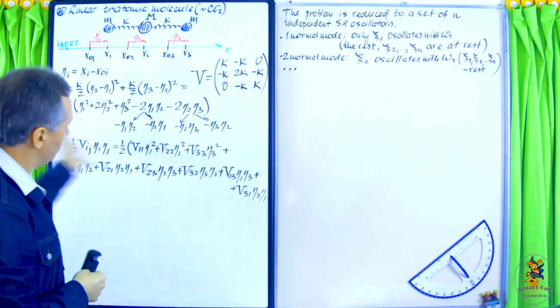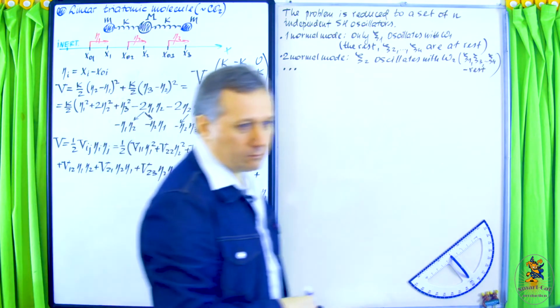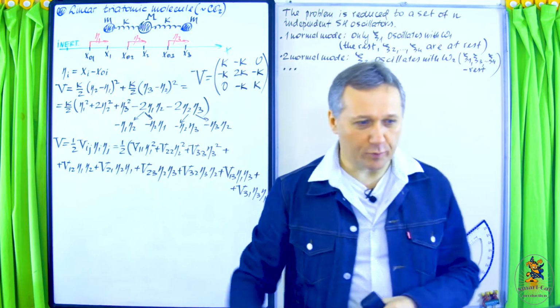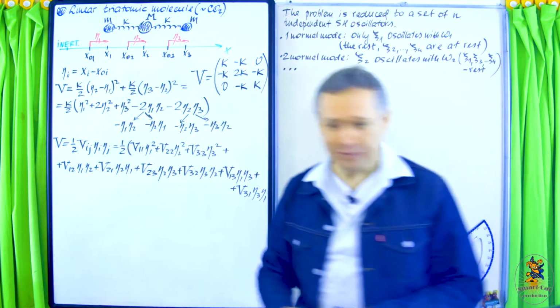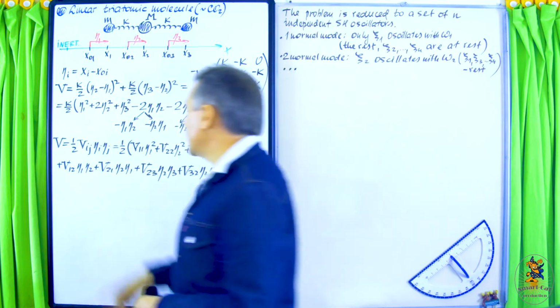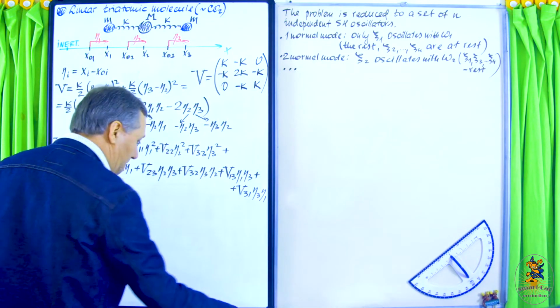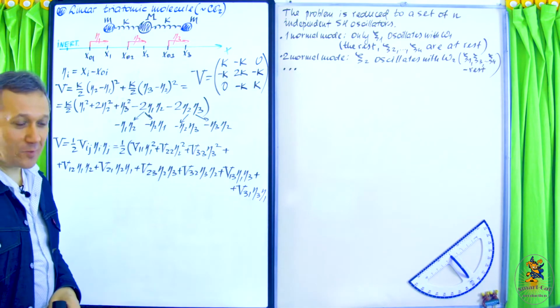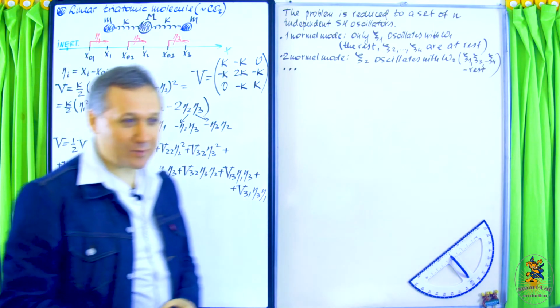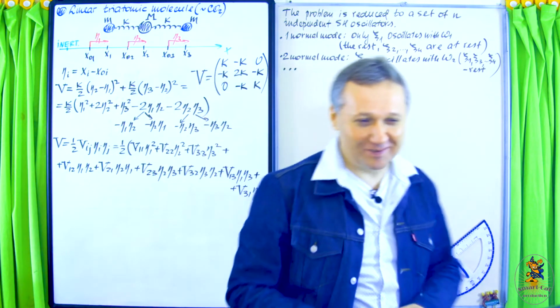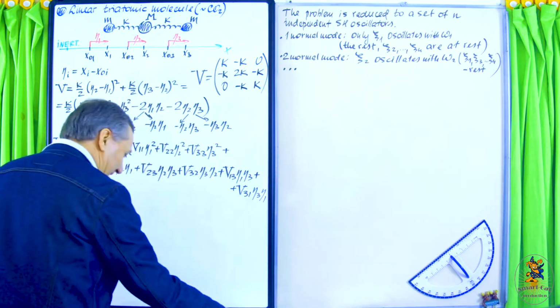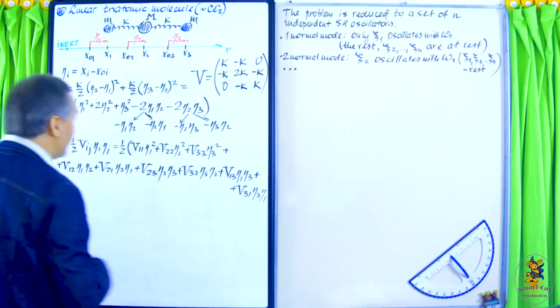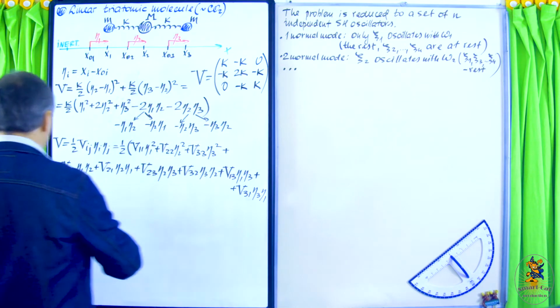Of course, once you know what you do, you can skip these steps. You can write immediately, basically. But careful, because, you know, we're all human and we can make some silly mistakes, like in the exam too, right? Right. Okay, so that's potential energy, and now kinetic energy matrix.